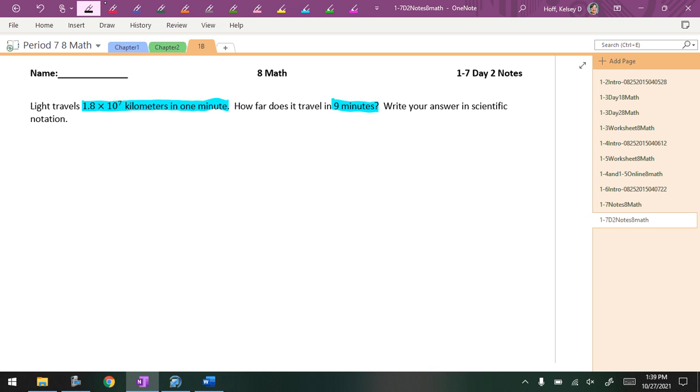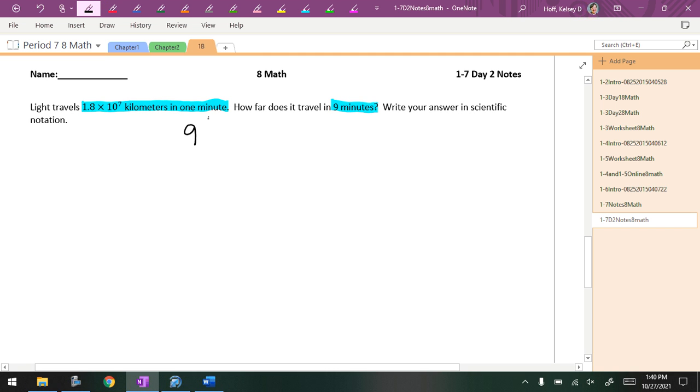So what we have to do is take our speed, or our rate, of 1.8 times 10 to the 7th, multiplied by our time. So we need to take 9 minutes times 1.8 times 10 to the 7th. Now people instantly panic, like, Miss Hopp, how can we do this if 9 is not scientific notation? Well, 9 is your factor, your coefficient out front. So really we need to multiply these two together.